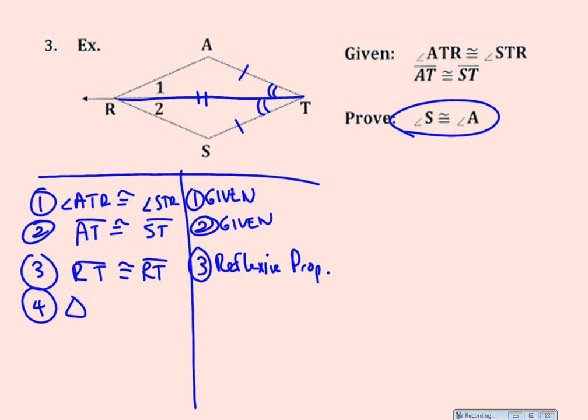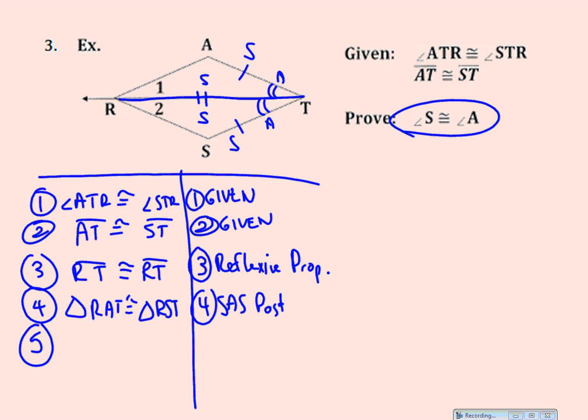So now I've got the triangles are congruent because I've got side, angle, side, side, angle, side. So I'm going to say triangle RAT is congruent to triangle RST. And the reason for that is side, angle, side.